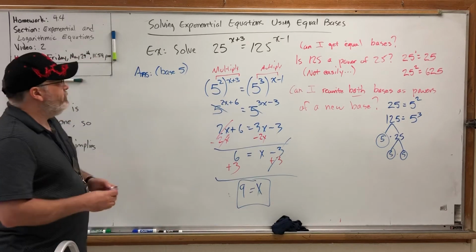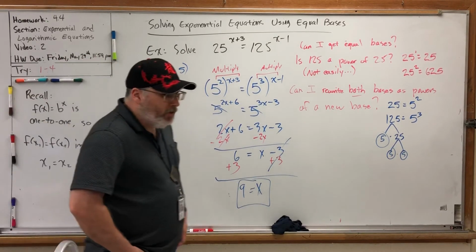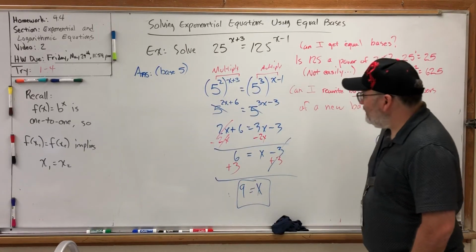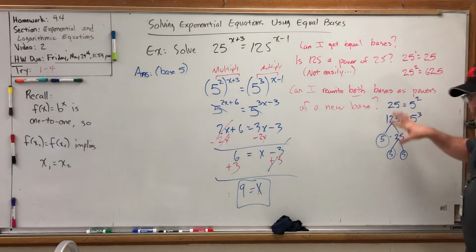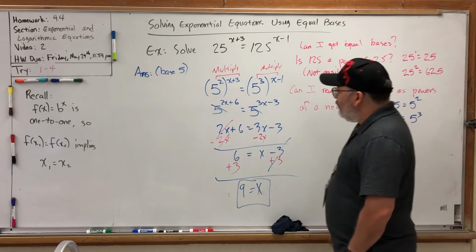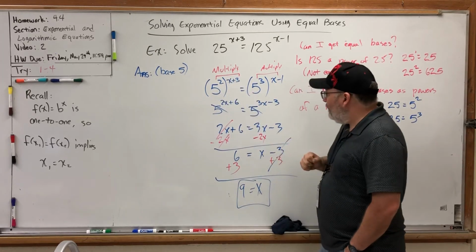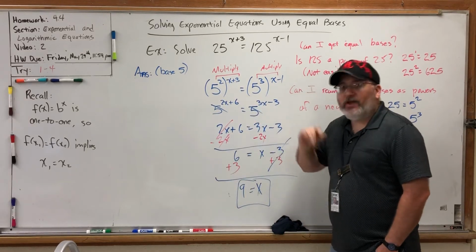To summarize, when you're solving exponential equations using equal bases, rewrite one or both sides until you have a power of the same base on both sides. That may require some shenanigans like this. It may bring up a power raised to a power scenario where you have to multiply. But once you have one base and one power on each side, cancel the bases and go about your business.